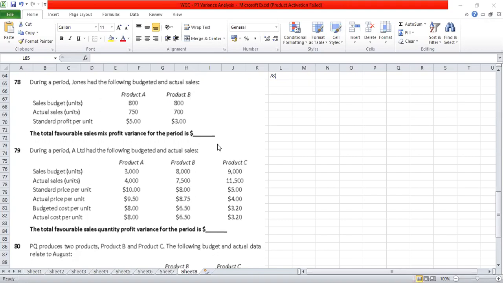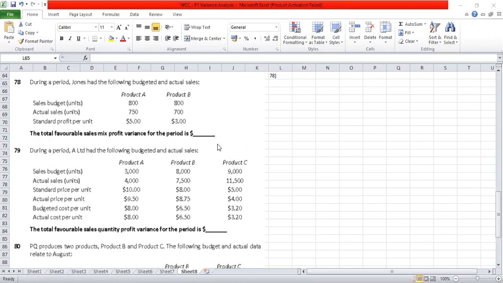What is addressed here is about the sales variance. There are two products which are sold. So it is not just the sale of one product, but two products. During a period, Jones had the following budgeted and actual sales. Product A, product B. Sales budgets are given, actual sales is given, standard profit per unit. The total favorable sales mix profit variance for the period is when they are selling two different products, product A, product B. Then the number of units are given. The standard number of units, the actual number of units. The standard profit is given.